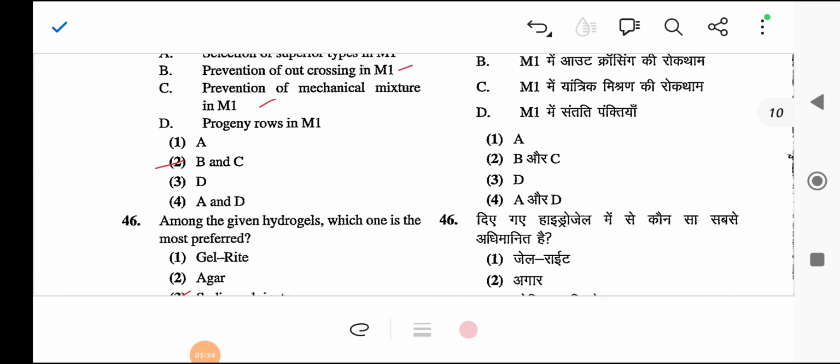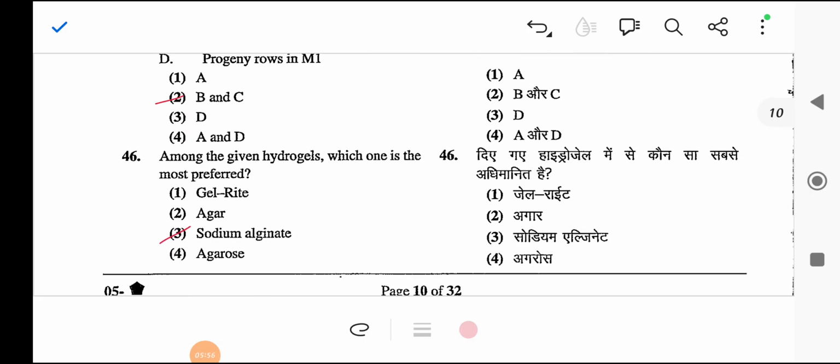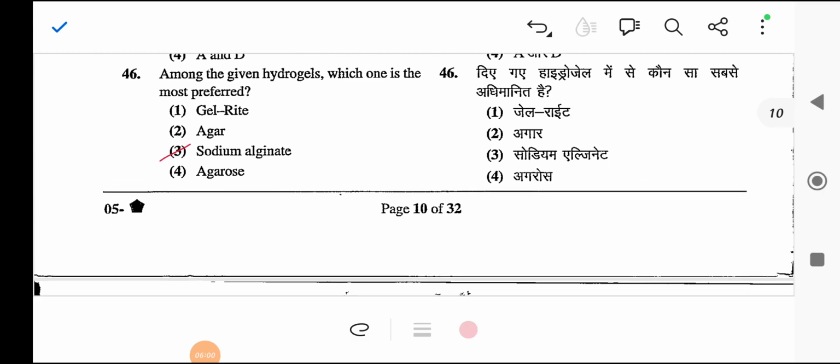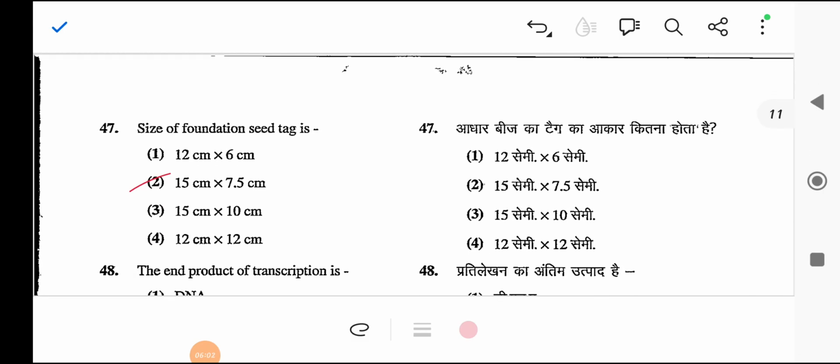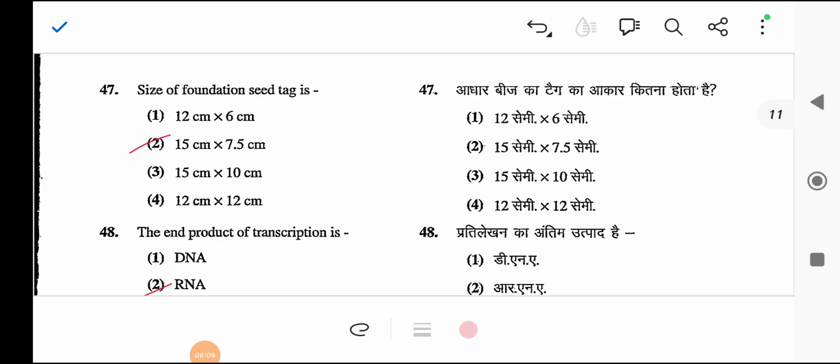Okay, B and C are correct. Next is, among the given hydrogels, which one is the most preferred one? So sodium alginate is the most preferred hydrogel. Next is, size of foundation seed tag is 15 centimeter into 7.5 centimeter. Okay, it is 15 centimeter into 7.5 centimeter.